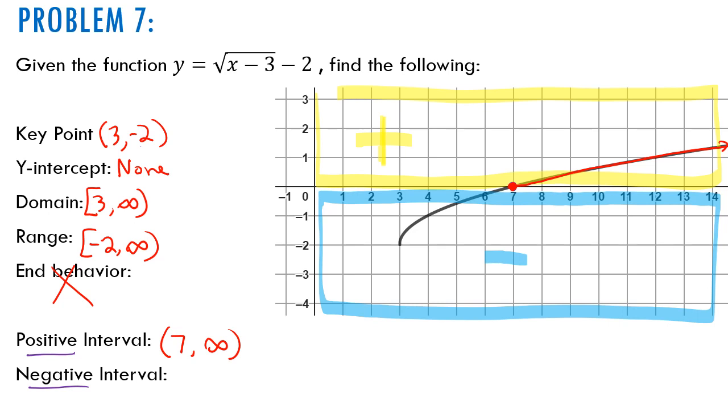Okay, the negative interval is starting here, and it goes to here. So from here to here is the negative interval. That's everything below the x-axis. So it starts at 3 and ends at 7. Which is going to have once again a parentheses because our 7 right here is on the x-axis. It's a neutral number. It's not part of the positive. It's not part of the negative. So it gets the parentheses because it's not included.